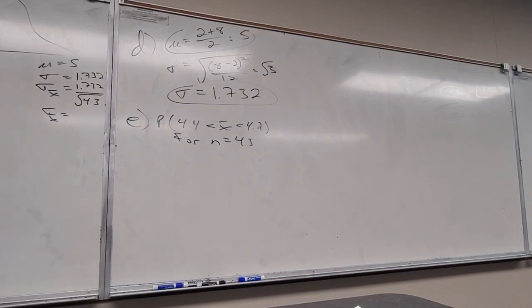Like 0.264? 0.2641? Okay. So then I can do z is 4.4 minus 5 divided by 0.264. And you can use 0.2641 if you want to. It's got to be at least 3 places. And then you can do the same thing with 4.7.